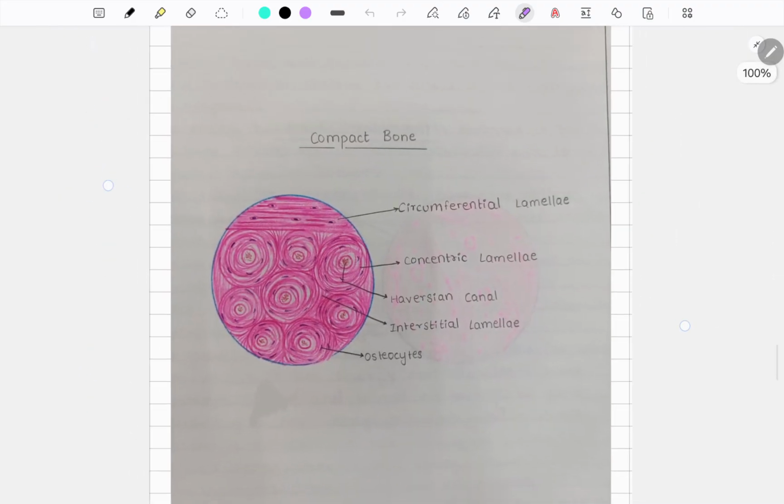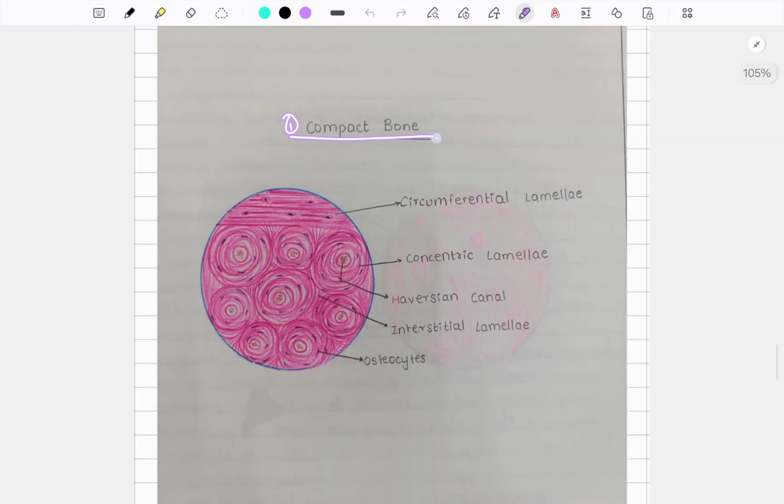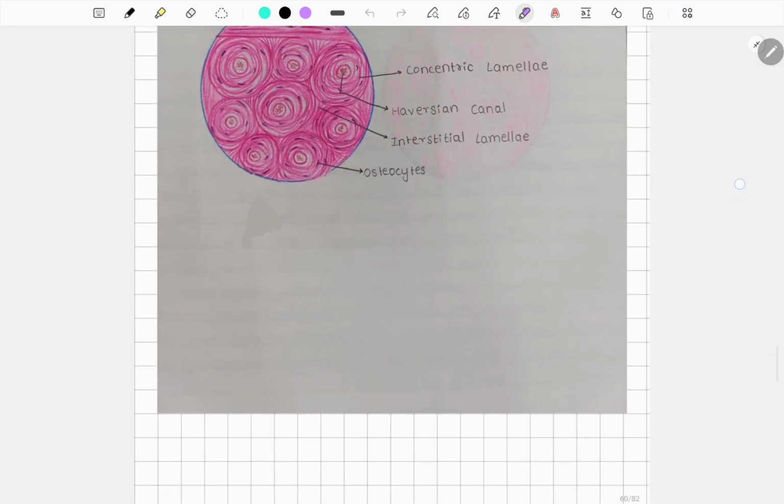Moving on to next, alveolar bone chapter. The first is compact bone. In this you can see Haversian canal at the center. Then there is concentrically arranged lamella. Then between the concentrically arranged lamella there is interstitial lamella, and osteocytes present throughout the concentric lamella. So this entire unit is known as an osteon, which contains a central canal, the concentric lamellae and the lacunae with the osteocytes and the canaliculi present.